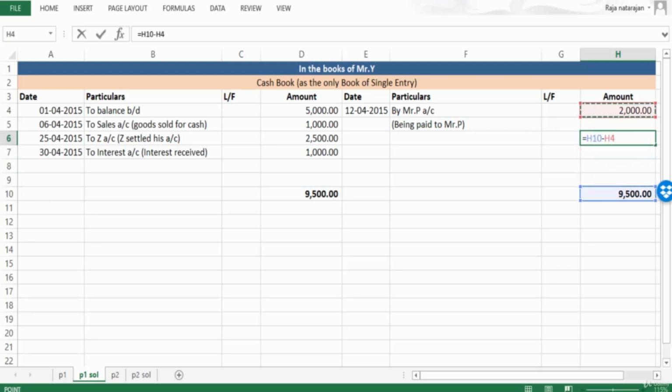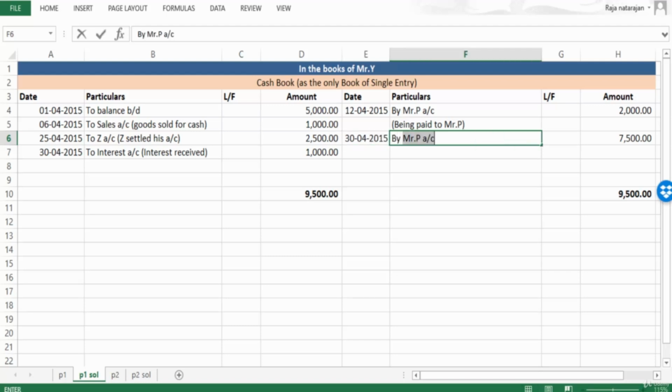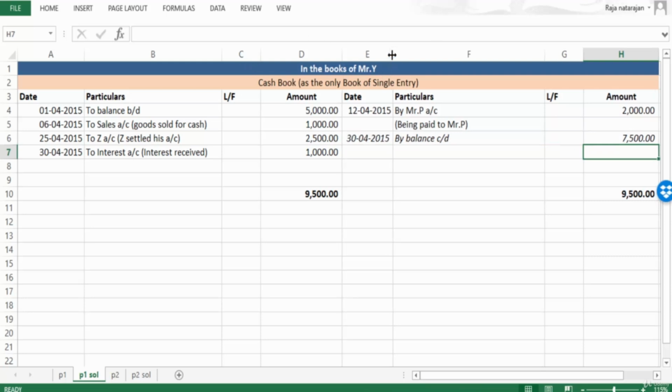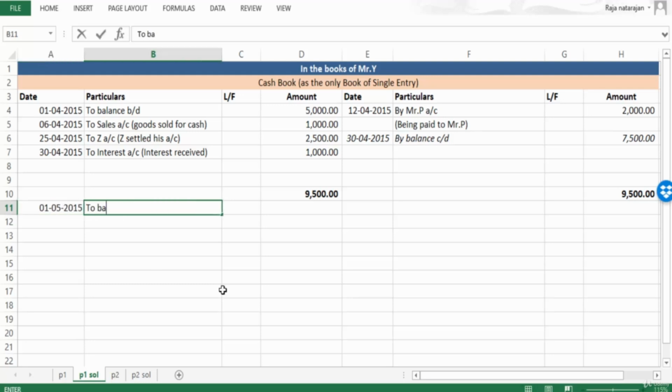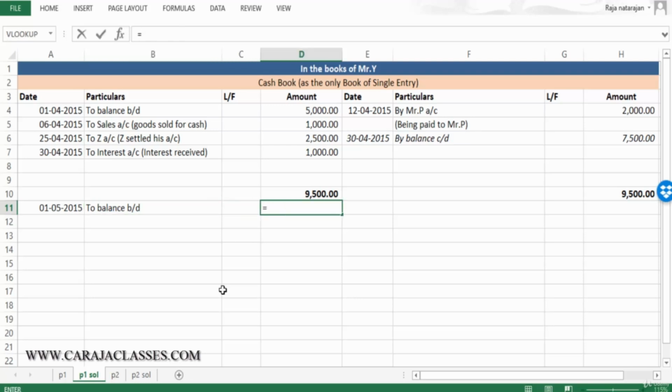9500 minus 2000. This 7500 will be the closing balance. On 30th April 2015, we can say by balance carry down. That's going to be this 7500, and the same will be the opening balance. That is on 1st May 2015 to balance brought down, it will be this 7500.